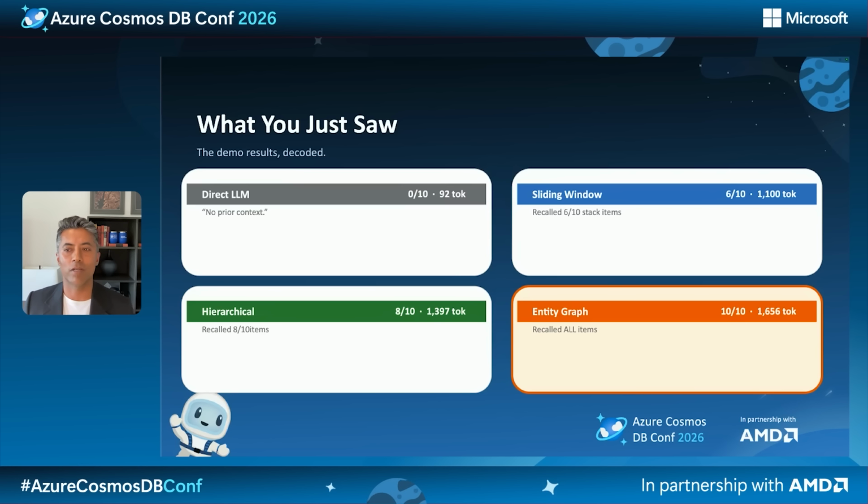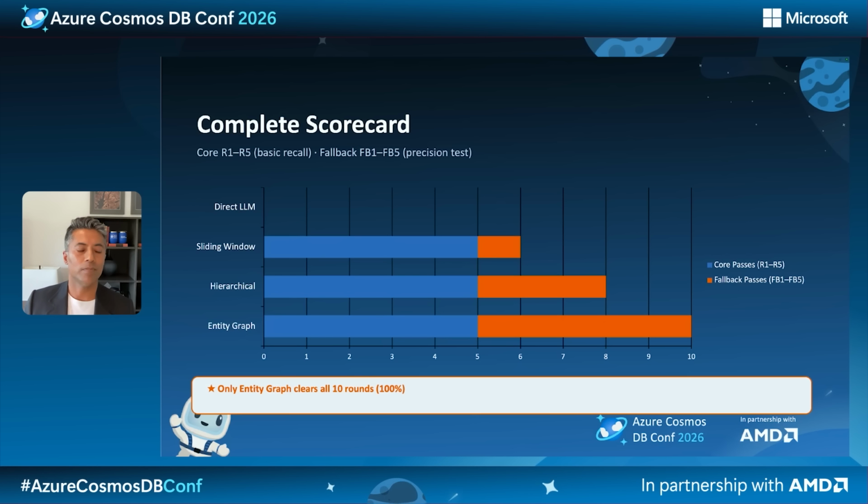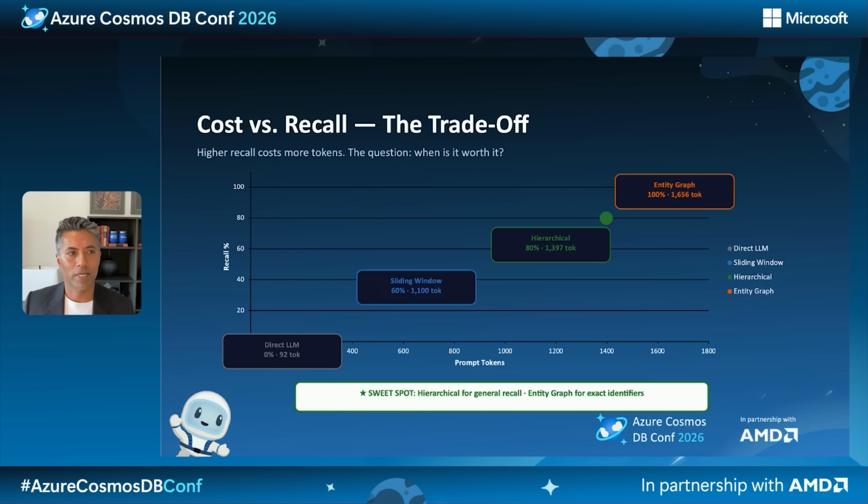So it's really not the recall as much as it is the combination of your strategy, your use case, and your data done right. So here's your scorecard. If you remove the blue, which is the first 5 questions, sliding window is only 1 question. That's 20% recall. Hierarchical, 3 out of 5, that's 60% recall. In entity graph, 10 out of 10. So, 5 out of 5 and 5 out of 5. So that's 100% recall. Cost versus recall, the trade-off is right here.